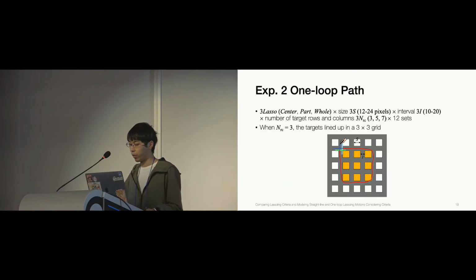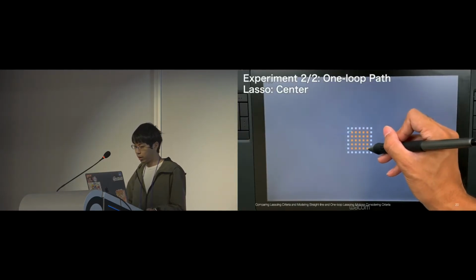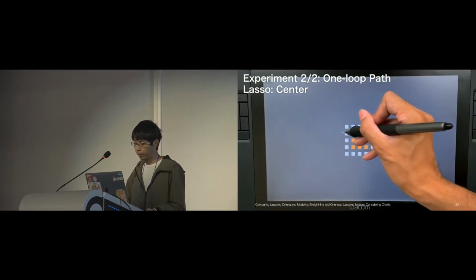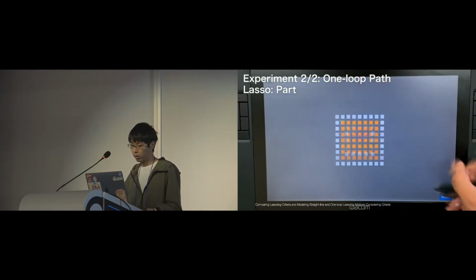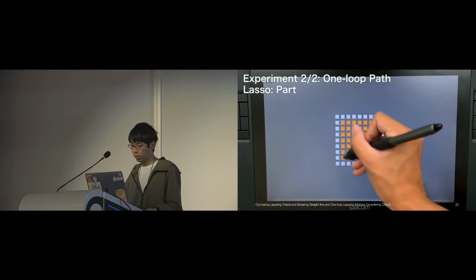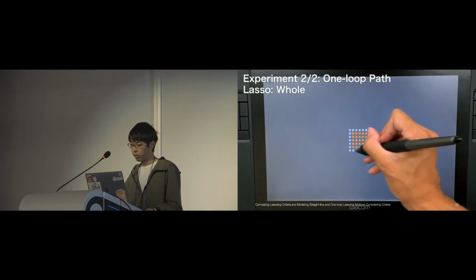Next, we conducted the one loop path task. 3 criteria, 3 object size, 3 intervals, and 3 numbers of target row and columns existed. When NRC is 3, the targets lined up in a 3 times 3 grids. The red part of the stroke was handled as a selection range. This is the center criterion. Part, and wall.